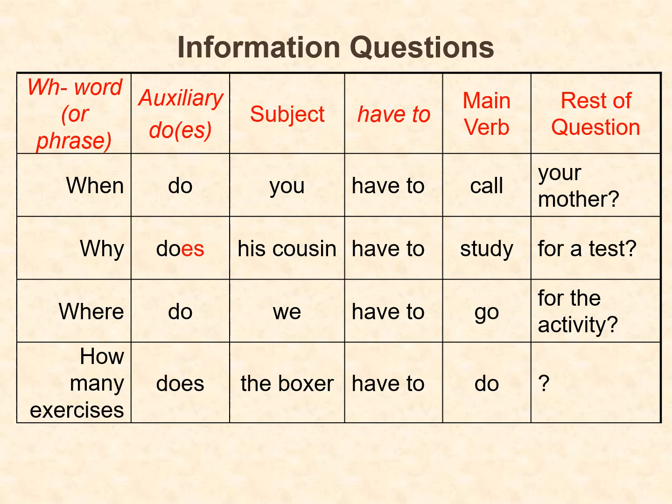The order of words is very important because in English, the main way to indicate a question is by the order of the words. In both yes no questions and most information questions, we get the auxiliary do, then we get the subject, and then have to and the main verb. This order tells the person who's listening or reading that that particular sentence is a question.